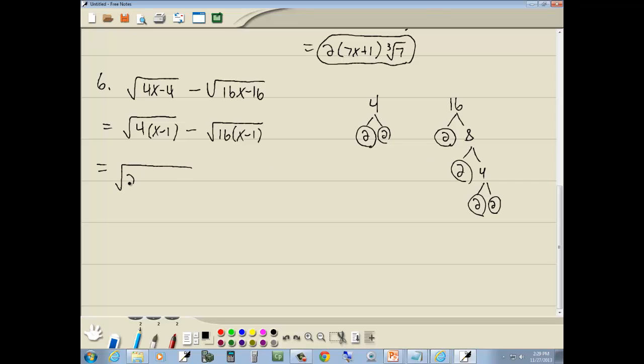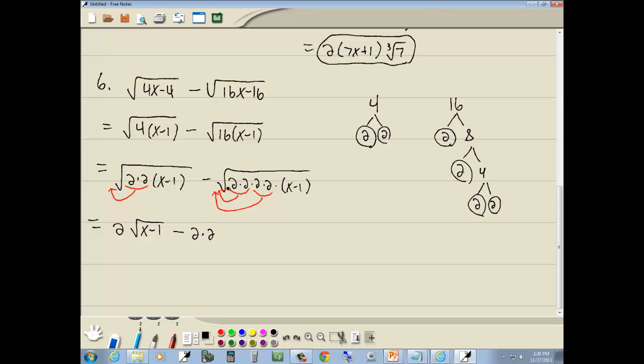Okay, so we said 4 is 2 times 2, x minus 1. Minus 16 is 2 times 2 times 2, well, 4 2's, times x minus 1. These are square roots. There's no number in the slot right here, so we're looking for pairs of something. Here's a pair of 2's. They're going to come out in front as a single 2. Here's a pair of 2's. They're going to come out in front as a single 2. And here's another pair of 2's. They'll also come out in front as a single 2. So we're going to have 2 square root of x minus 1 minus, and when these come out in front, they come out with multiplication between them. So that pair of 2's gives us a single 2. This pair of 2's gives us a single 2. Square root of x minus 1.